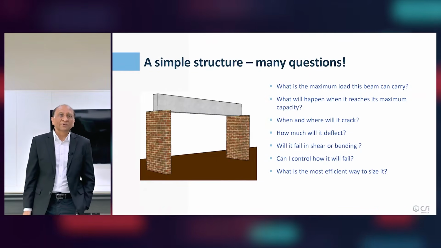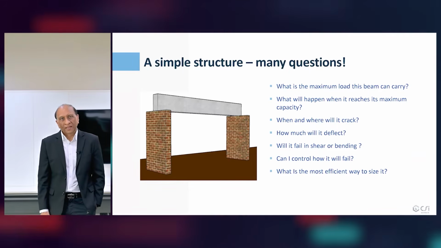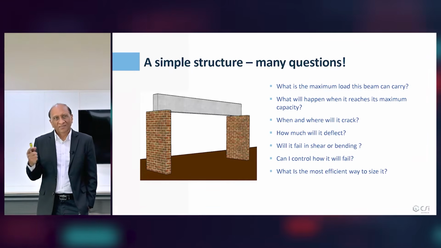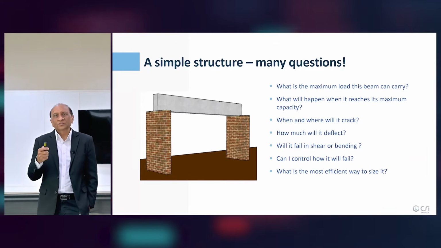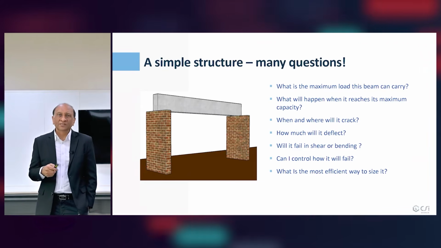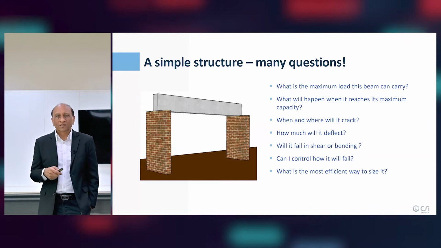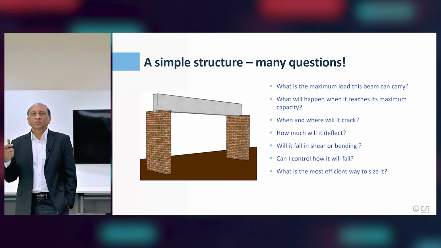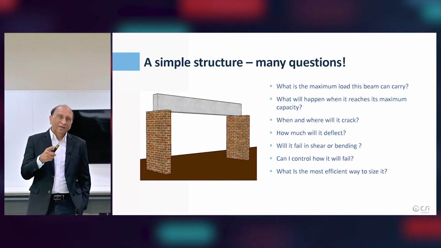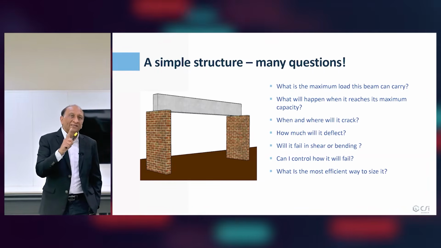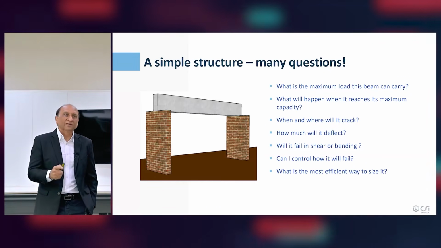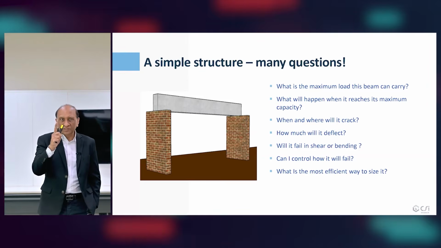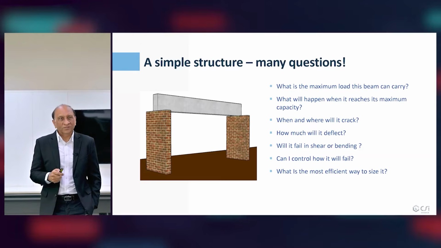Okay, let's go to a simple example now. Let's say we have a beam and we want to answer these questions. The beam is already constructed, somebody designed it, we built it, and now I want to see what is the maximum load this beam can carry. What will happen when it reaches the maximum capacity? When and where will it crack? How much will it deflect? Will it fail in shear or bending? Can I control how it fails? What is the most efficient way to size it? And so many things. Unfortunately, our design DC ratio does not answer any of them because they are based on theoretical, unrealistic numbers, both of which are not relevant to the question that we are asking.